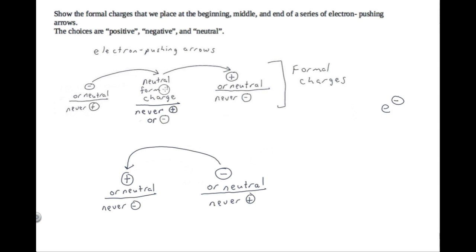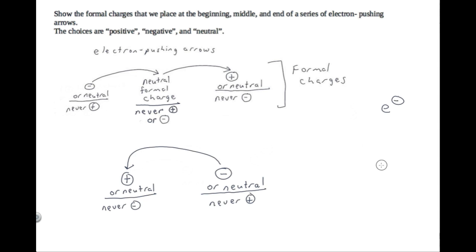By the way, notice that in this first example, I drew the negative charge on the left and the positive on the right. And here I drew the negative on the right and the positive on the left. But hopefully that doesn't seem like a contradiction. Left and right is not what matters. What matters is where the electron-pushing arrows begin and where they point to. In this case, the electron-pushing arrows were pointing from left to right. And in this case, the electron-pushing arrows were pointing from right to left. In both cases, we'd like to put a negative formal charge where the arrows begin and a positive formal charge where the arrows end.